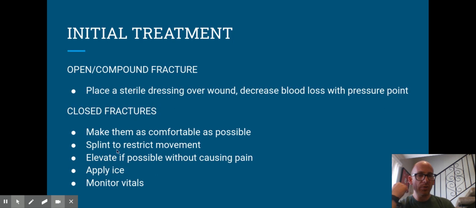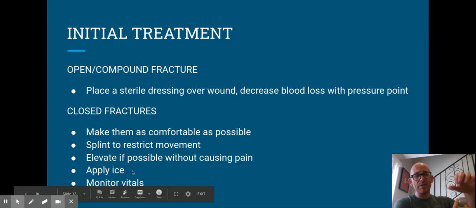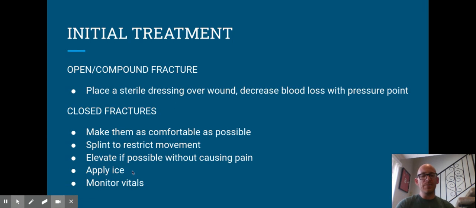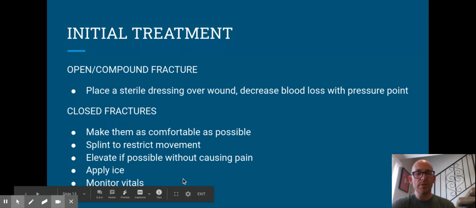Because we don't want to cause any extra movement. Elevate if possible. So if we have a broken wrist, that one is easy to elevate. If you've got a broken femur, much harder to elevate. Apply ice carefully and then monitor vital signs. Remember, if you are choosing to splint, you want to do CMS before and afterwards, right? To check that you're not compromising, or to check and see if they don't have compromised circulation. Okay, that is it.